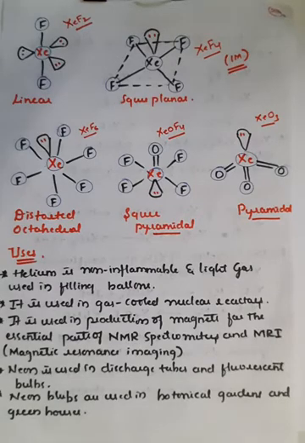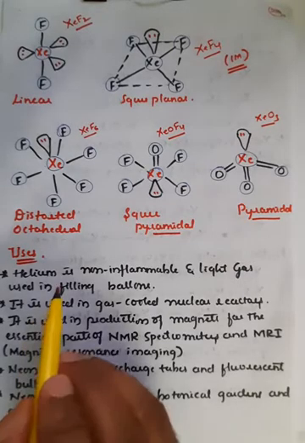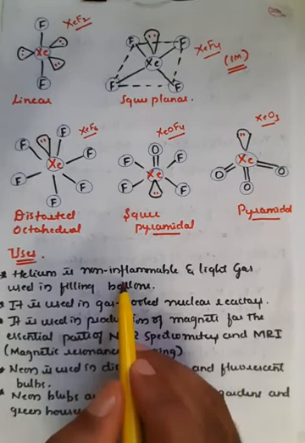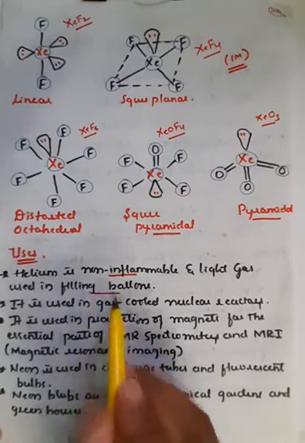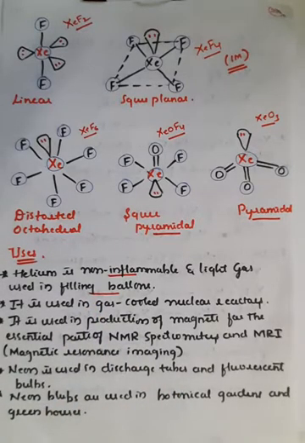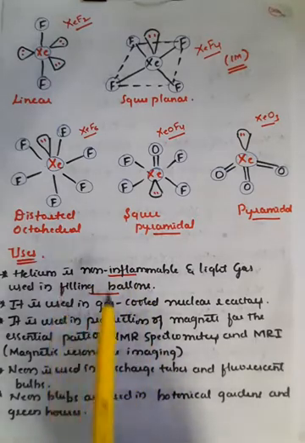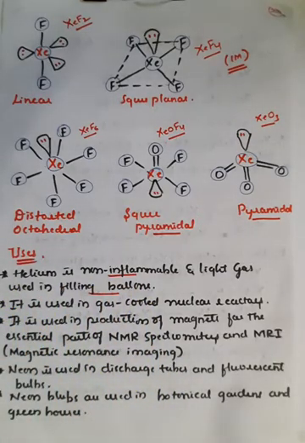Further, if you go for the uses of these xenon compounds or 18th group elements, generally helium is non-inflammable and a light gas. It is used for balloons, like in case of birthday parties or any special occasions, right? So for filling the balloons, or in case of parachutes, or whatever balloon-type uses, we can use helium gas, because helium is a very light gas, and it is also non-inflammable, right?